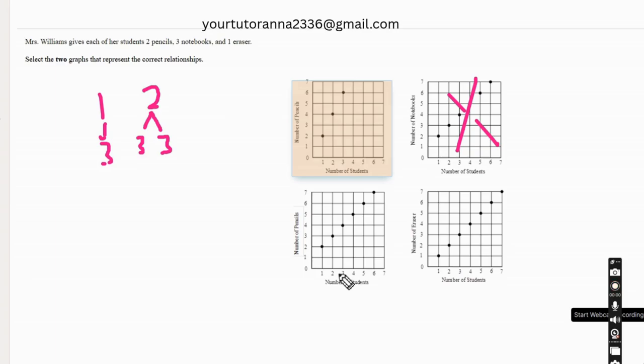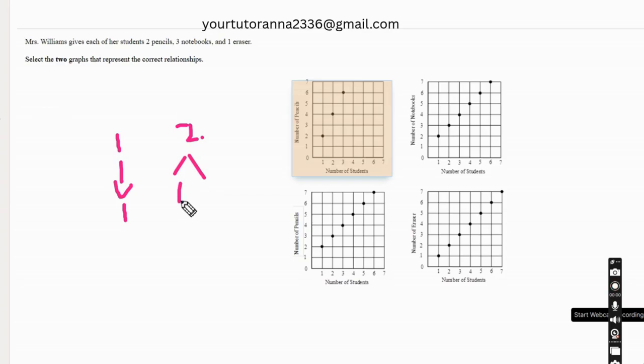The next one, number of students 1 and number of pencils is 2. But the number of students is 2 and the number of pencils is 3. That's not right, because when one student is getting 2 pencils, 2 students are supposed to get in total 2 and 2, 4 pencils. And then let's go to the last one. 1 and 1, because every student is getting 1 eraser. So 2 students will get 1 and 1, you just add them.